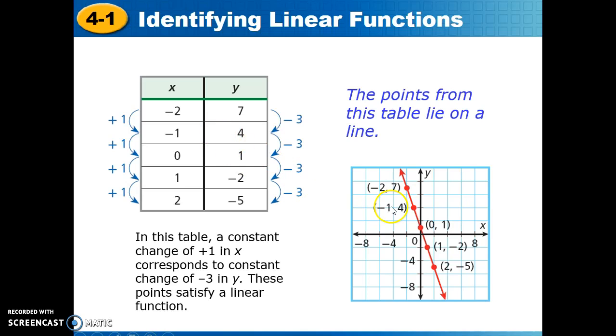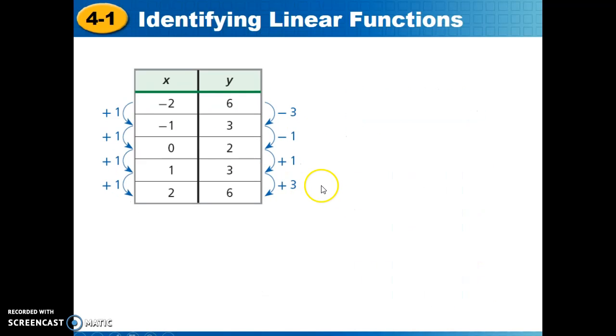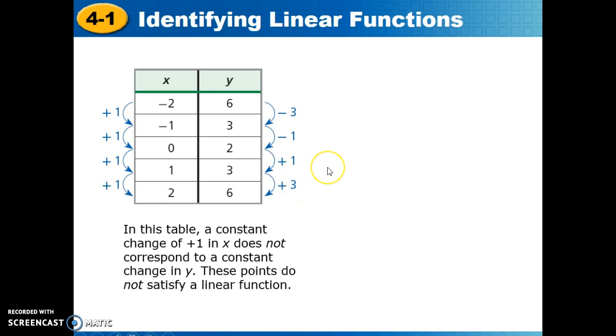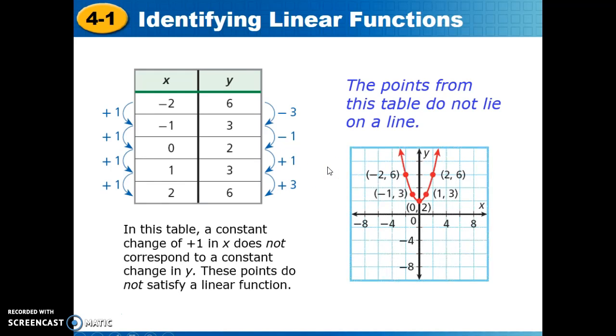We can even graph them. Once we graph these ordered pairs, we can definitely see that they fall in the shape of a line. Once again, let's run our test for a table. Constant change in x does not correspond to a constant change in y. This is not a linear function. We can see it's quadratic.